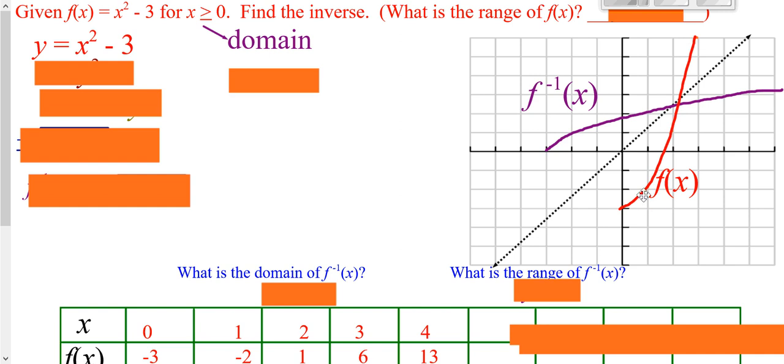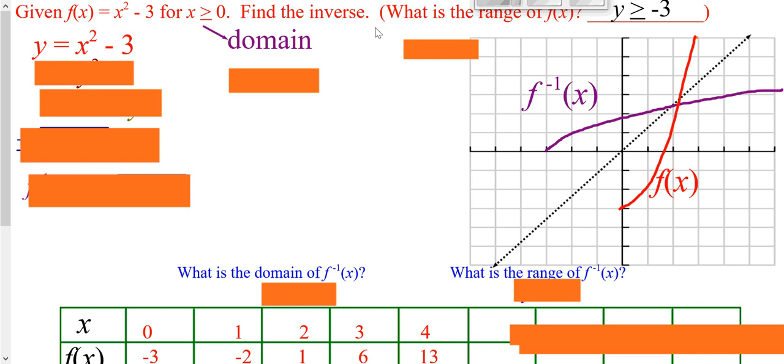And we can see from looking at this that our range, which is how far it goes up and down, is y is greater than or equal to -3. It starts at a height of -3 and it goes up forever. So y is greater than or equal to -3.